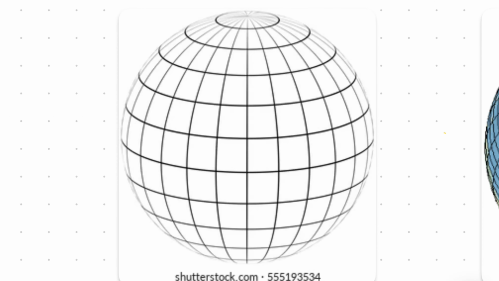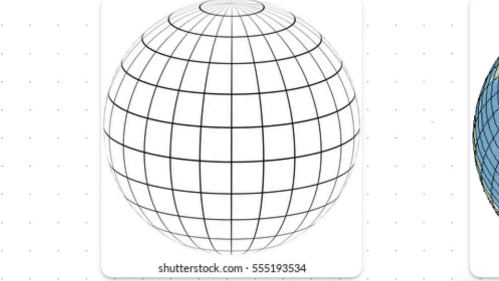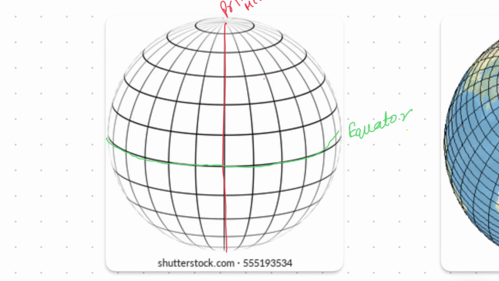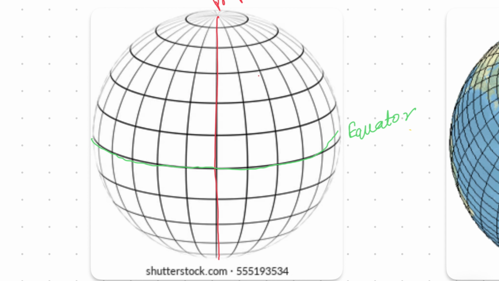Okay, now I'll tell you how to write a particular position or how to write a coordinate on our earth. So we'll take this as our prime meridian, and this is our equator. We have taken our datum or references. Okay, now we'll plot all the latitudes and longitudes.